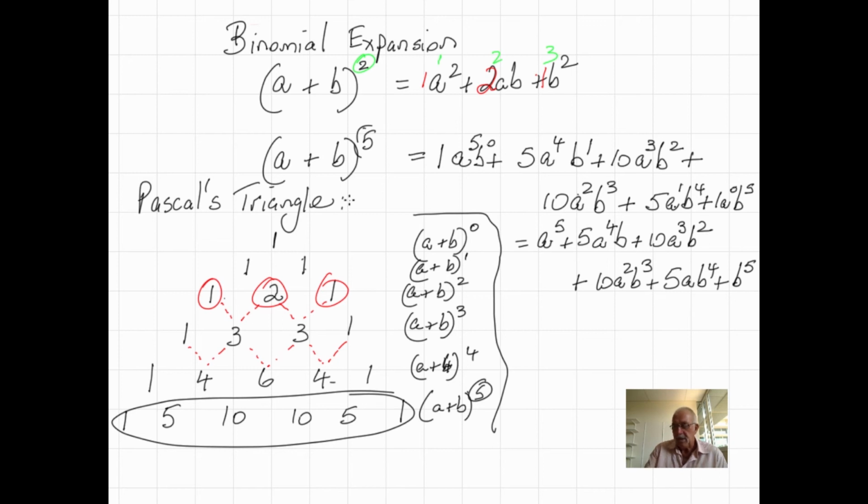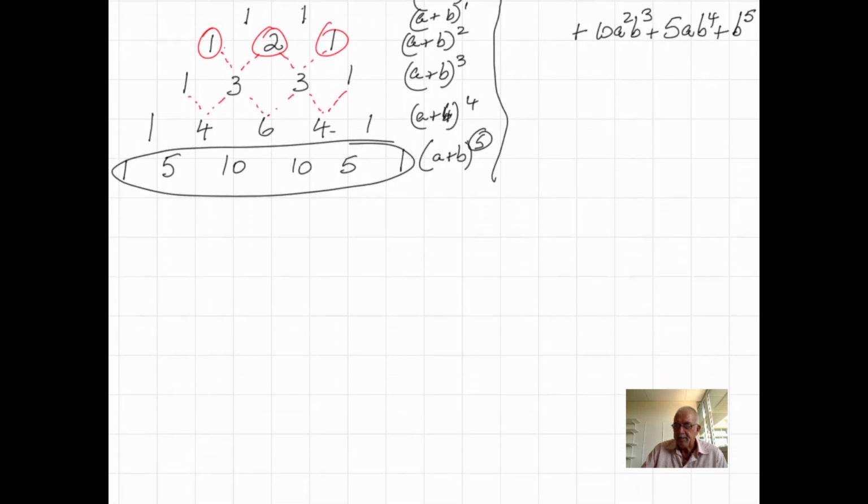Now, there's no reason why I can't do a plus b to the power of 6. We'd have to do another line here. And that will get you through the binomial expansion. Let's just do an example here now.